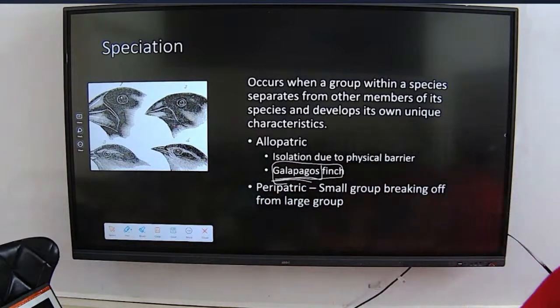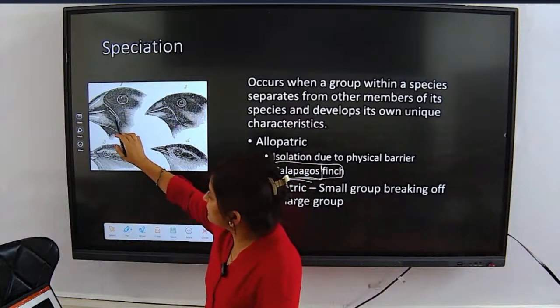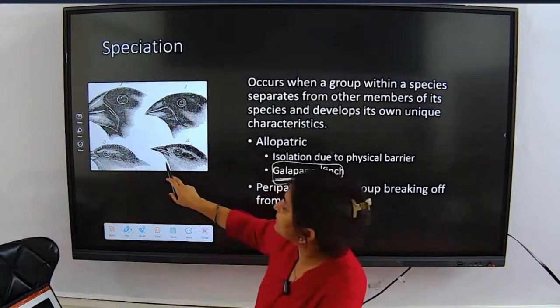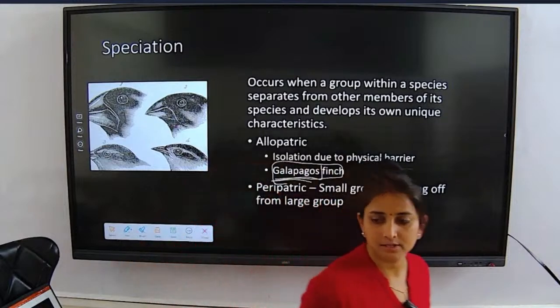Why did it take shape like this? Can you guess why a bird will have such a kind of beak, and why a bird will have such sharp beaks? Why blunt beaks and why sharp beaks?